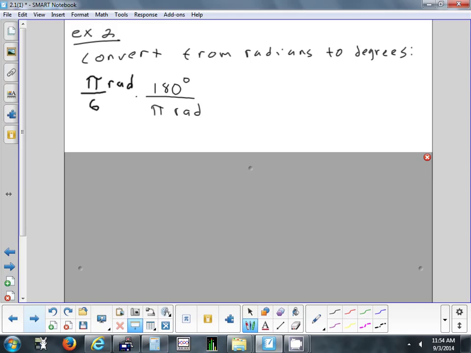If you keep track of your units, that kind of helps you know which one goes where. Okay, what cancels out? Radians cancels out. What else? The pi cancels out. And all you're left with is 180 degrees divided by 6, which is 30.